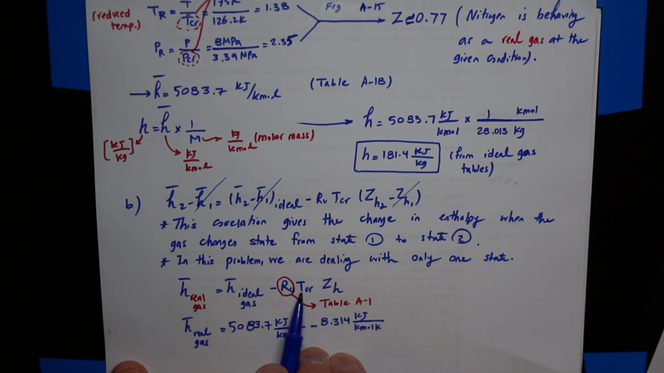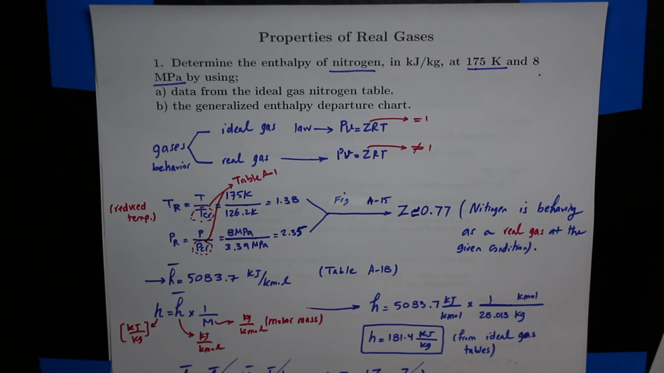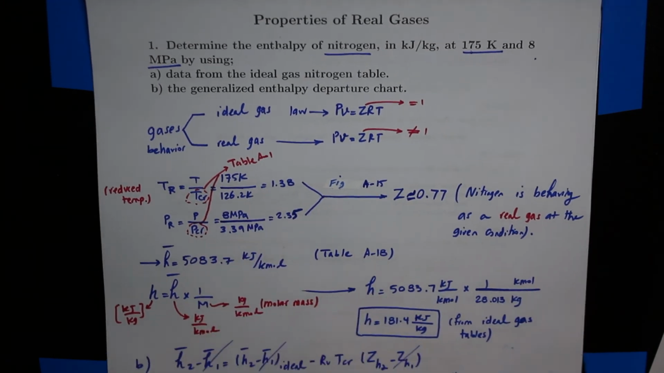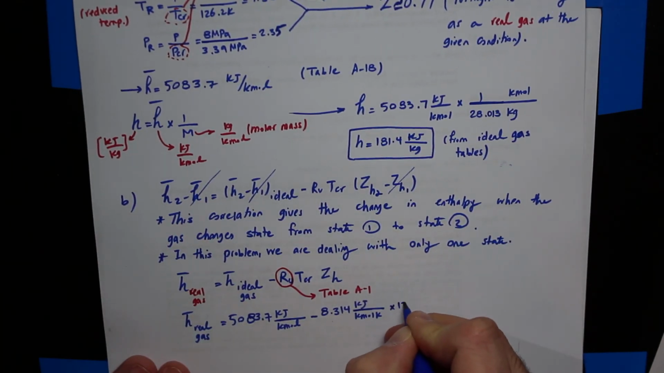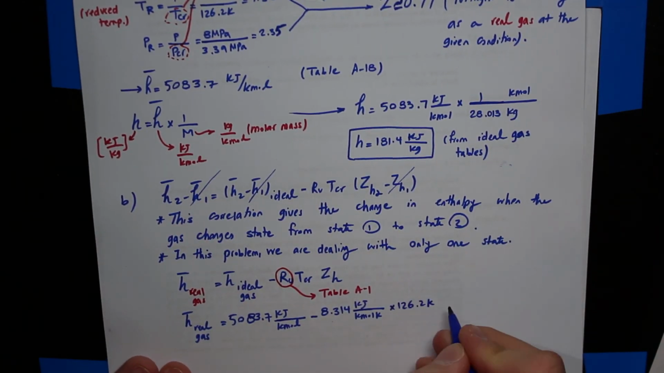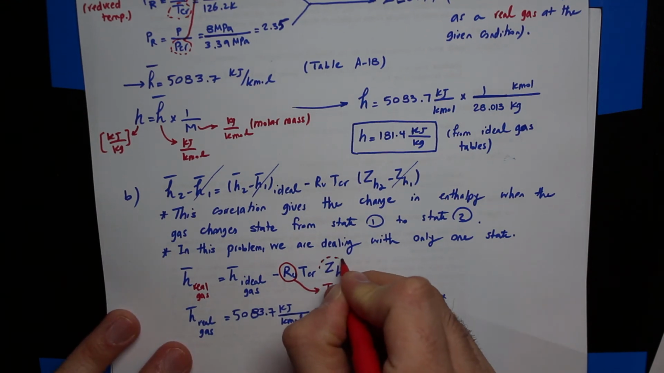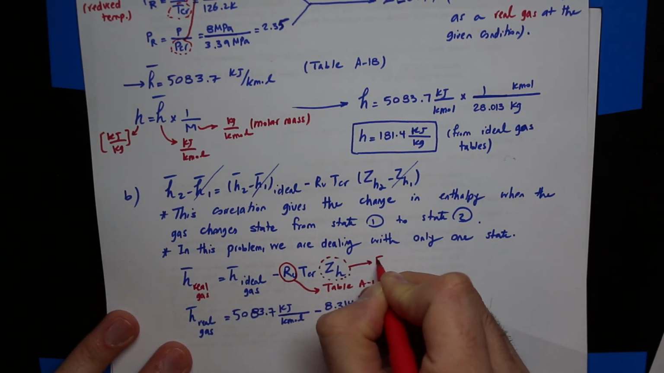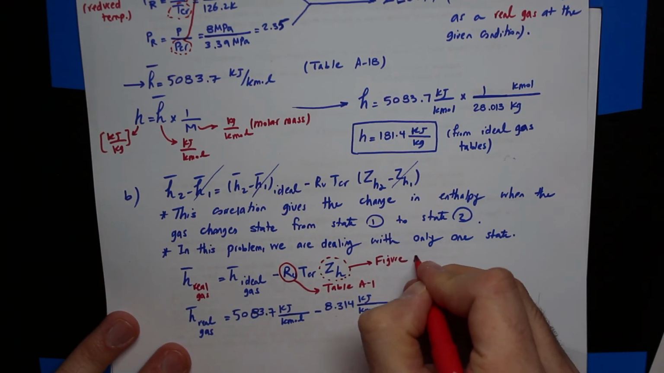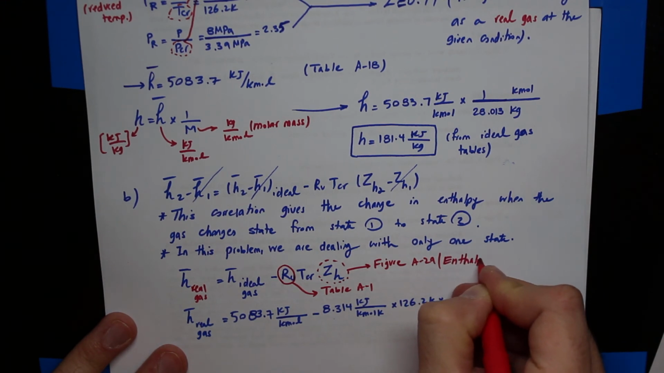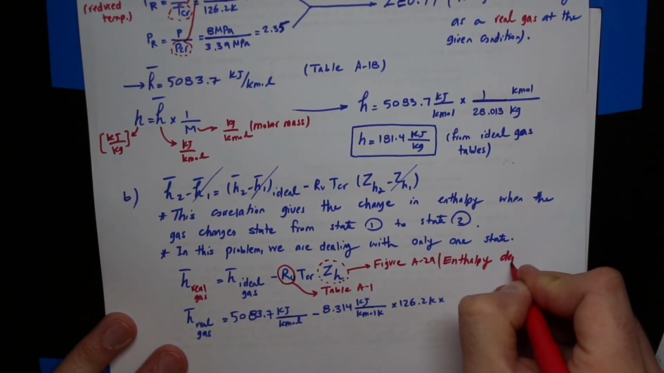So the next property is T critical. Again, at the very beginning, I obtained T critical from table A1, and that was 126.2 Kelvin, multiplied by ZH. So I need to have that ZH value. This ZH comes from figure A29. The name of this ZH once again is enthalpy departure factor.